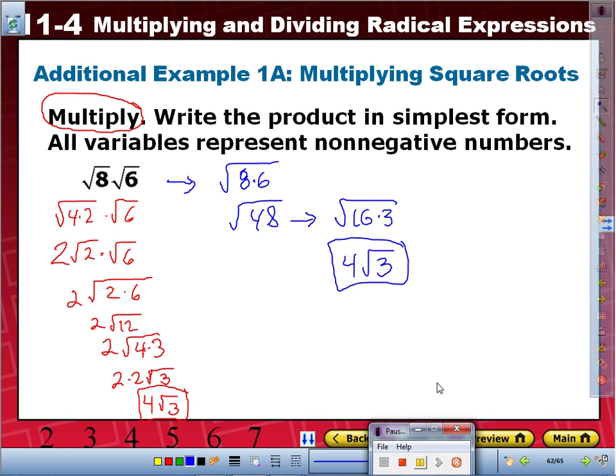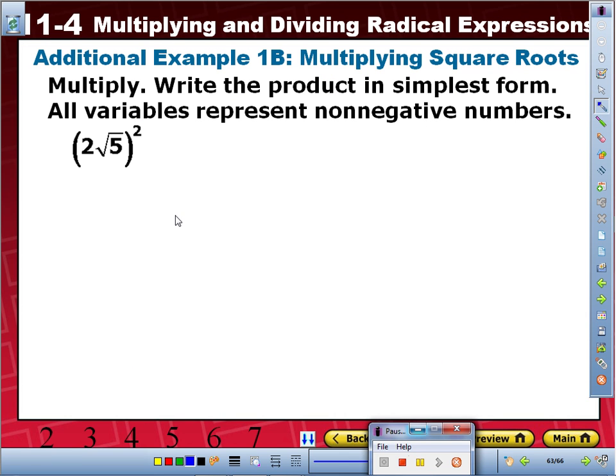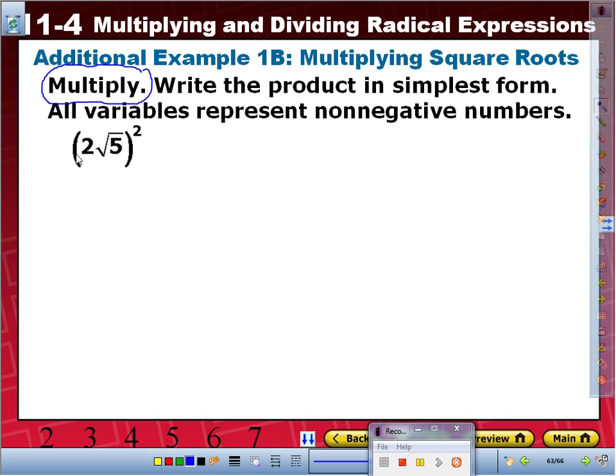Yes. Let's copy this next one, please. Example 1b. Copy this one down, example 1b, and it says multiply, and then you copy parentheses 2 times square root of 5 to the 2nd power. All right. Pens down. Let me do this one also.